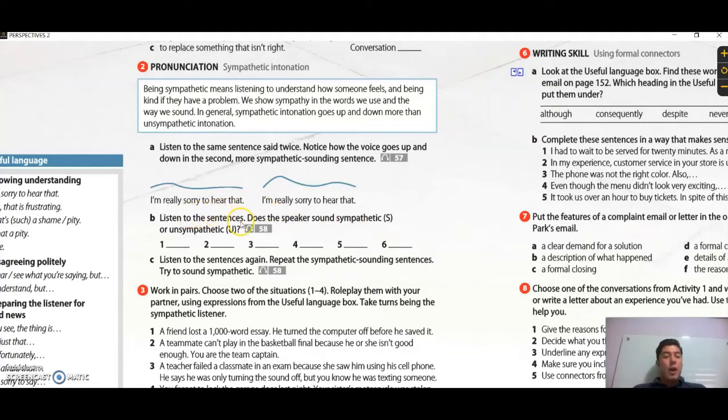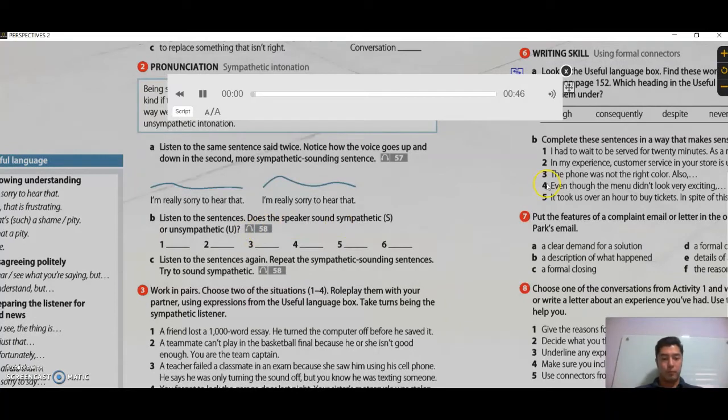Now let's go to exercise B. It says, listen to the sentence. Does the speaker sound sympathetic? You have to write an S, or unsympathetic, you have to write a U. Okay, so let's listen to it, and you have to do it by yourselves, and at the end we're going to check the answers.